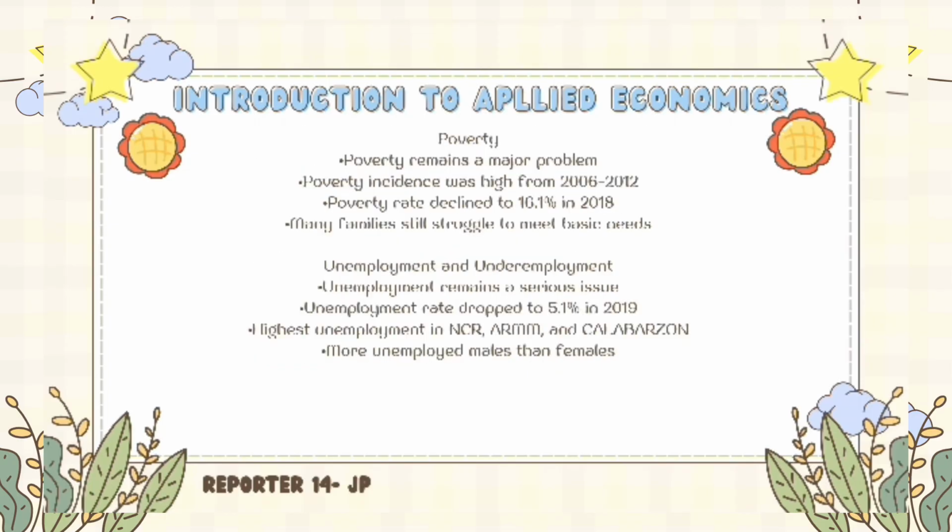So next is poverty. Poverty remains a major problem. Poverty incidence was high from 2006 to 2012. The poverty rate declined to 16.1% in 2018. Many families still struggle to meet basic needs.